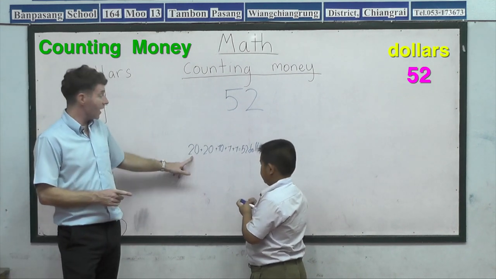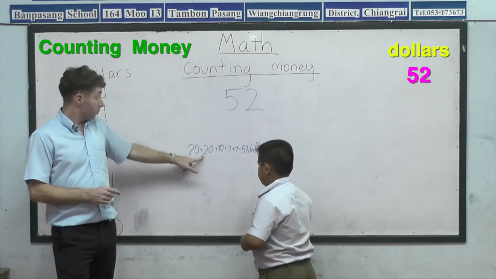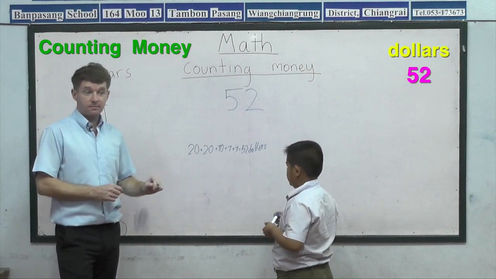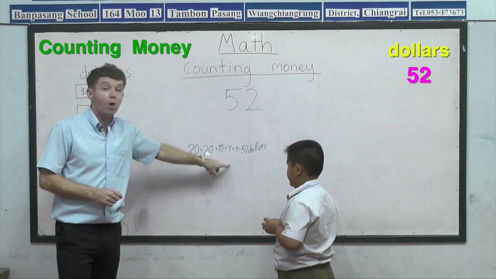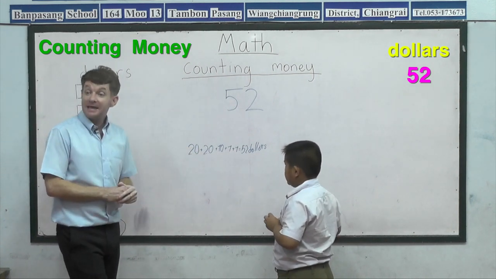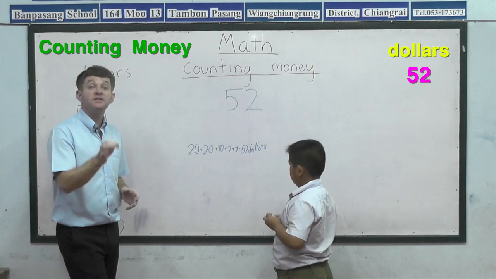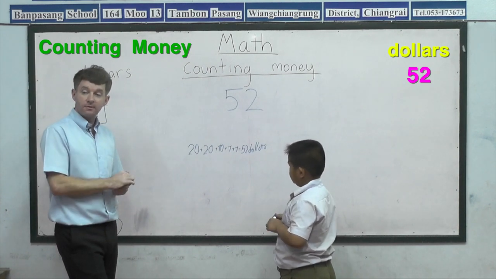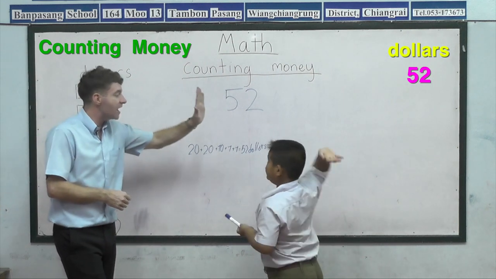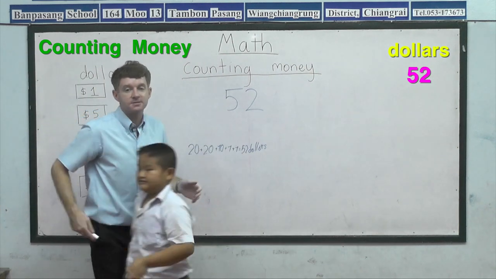So all together, guys, ready? Ready, Ned? 20 plus 20 plus 20 plus 10 plus 1 plus 1 plus 1 equals $52. Perfect. Ned, that was great. High five. Big round of applause for Ned, guys.